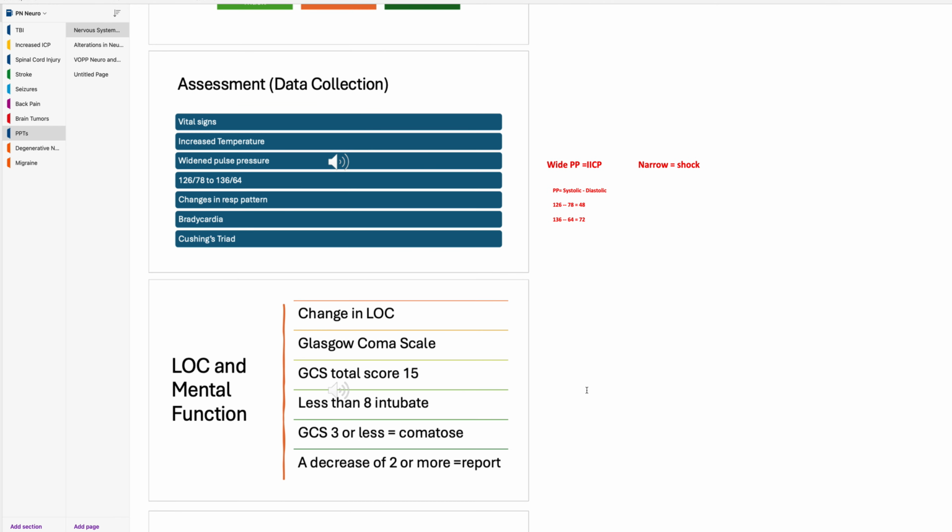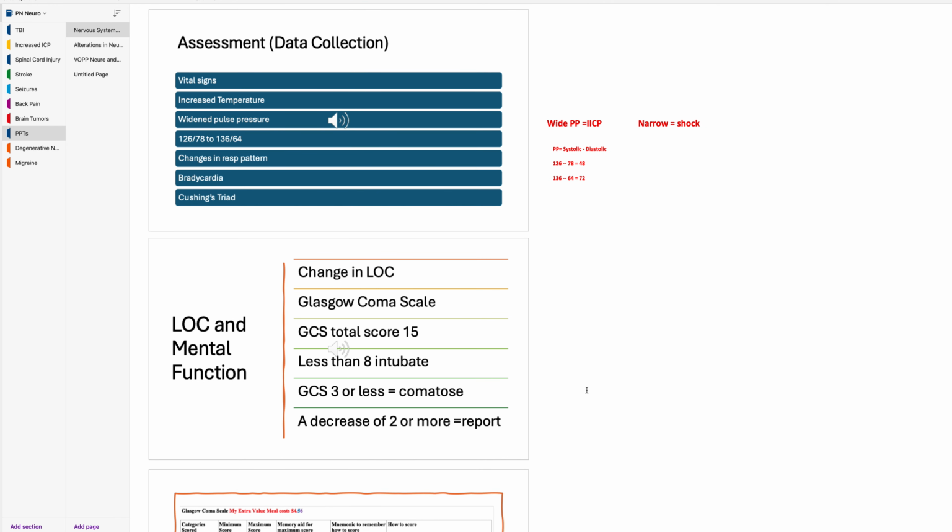When we're assessing the LOC and mental function, we want to make sure there's not a change in the LOC. They're alert and oriented. That's what we all hope for, right? The Glasgow Coma Scale is a good tool. The total score from the Glasgow Coma Scale that you can obtain is 15. The lowest score of the Glasgow Coma Scale is 3. So the range is from 3 to 15. Less than 8, it's time to intubate. A Glasgow Coma Scale of 3 or less, that means your patient is comatose.